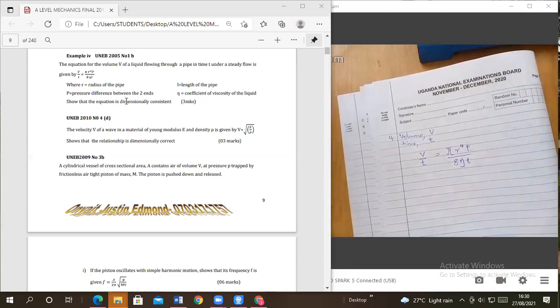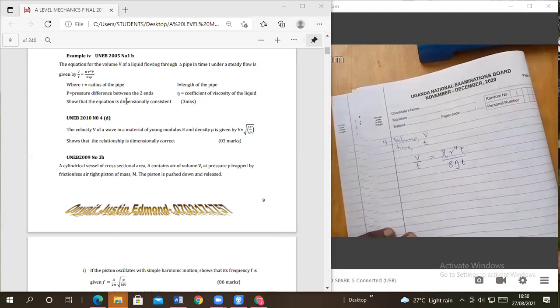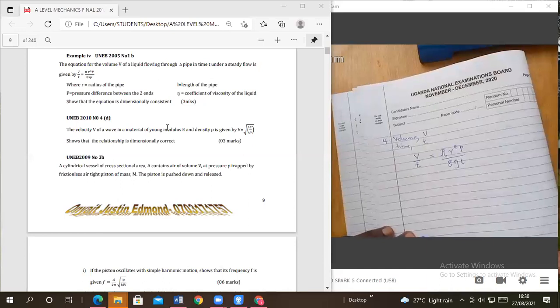Where R is the radius of the pipe, P is pressure difference between the two ends, L is the length of the pipe, N is coefficient of viscosity of the liquid. The question is saying, show that the equation is consistent.